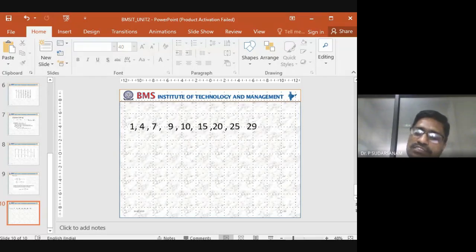Now I asked the same input values: if you write them in descending order, how many swappings can be done? The n value counted is 1, 2, 3, 4, 5, 6, 7, 8, that is 8. So 8 swappings can be done, which is n minus 1 swappings. Normally, if I have n elements in descending order, how many swappings can be done? n minus 1. That is the worst-case number of swappings.